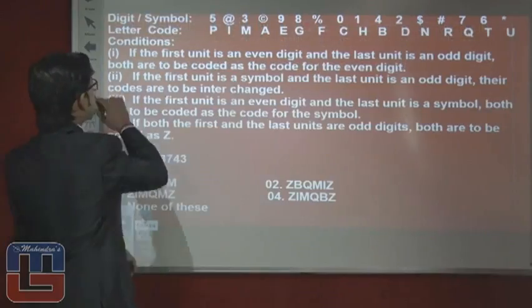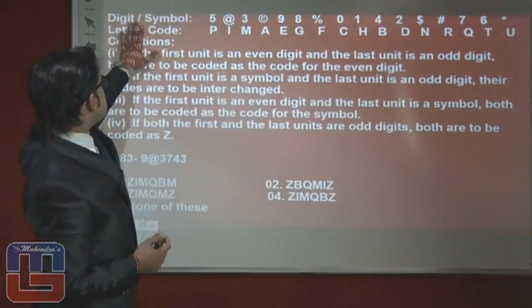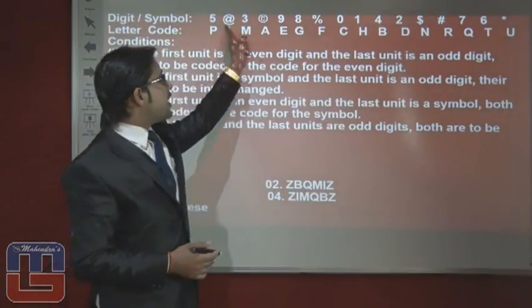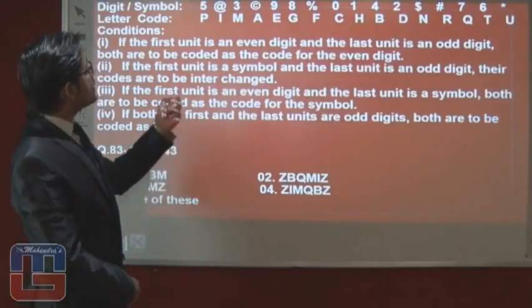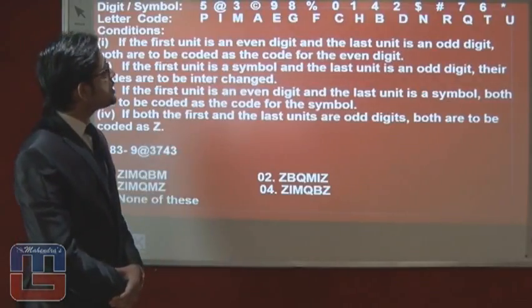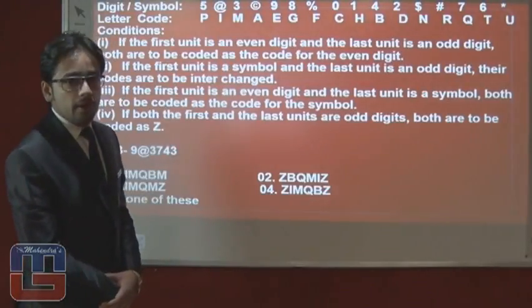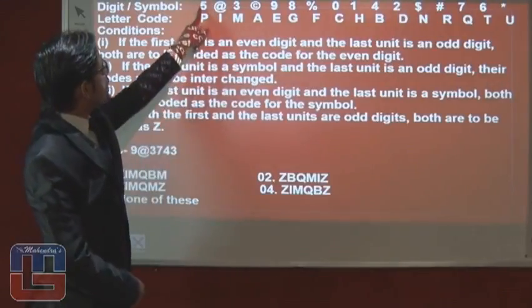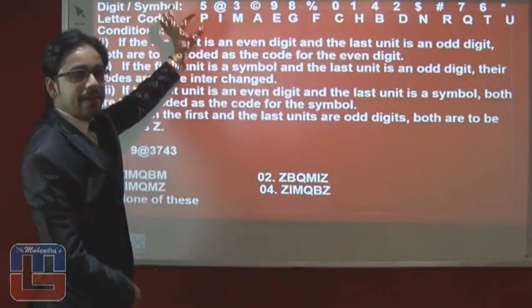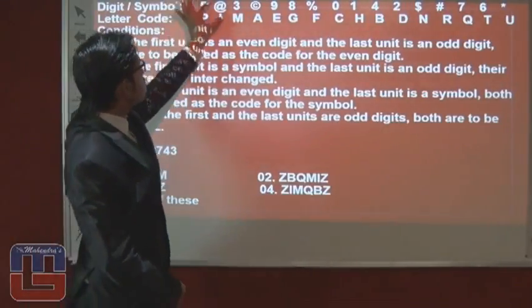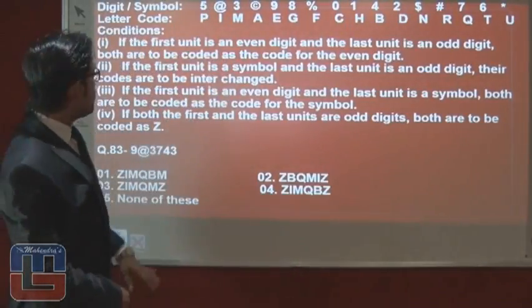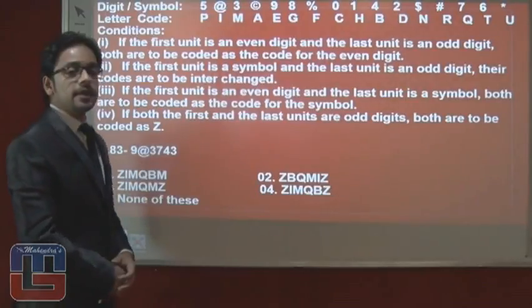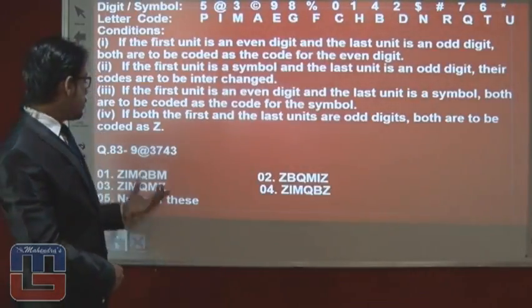Let's move on towards the next question. You can see here digit and symbol are there in the first row. In the second, letter codes are given, which are based on, you can say, consonant and vowel. For each of the numbers, a separate letter is given, and for each of the symbols, another separate letter is given. You have to identify with the help of these 4 conditions what the right answer for this question is.